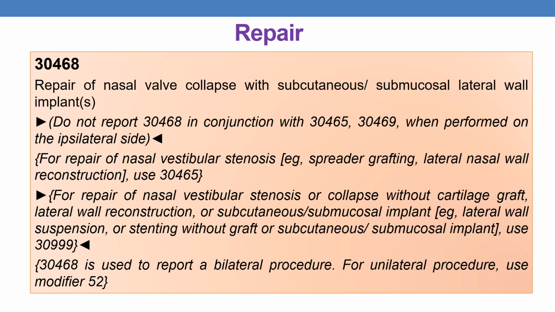And for repair of nasal vestibular stenosis, you need to refer 30465. And for repair of nasal vestibular stenosis or collapse without cartilage graft, lateral wall reconstruction or subcutaneous or submucosal implant, you need to use 30999. This is important. Next, 30468 is used to report a bilateral procedure. And for unilateral procedure, use modifier 52.